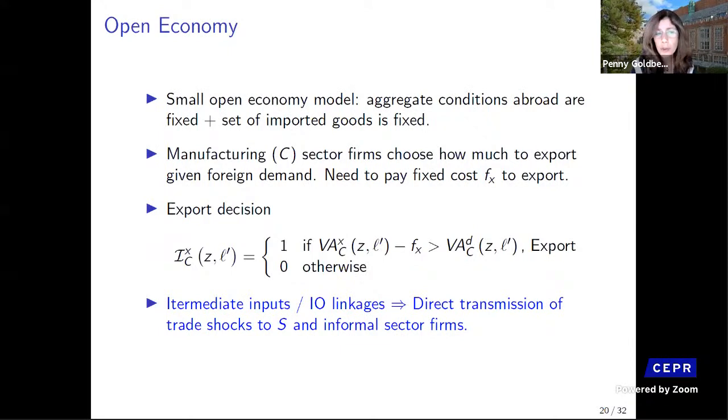On the trade side, we assume a small open economy, meaning the aggregate conditions abroad are fixed, and the set of imported goods is fixed. The manufacturing firms choose how much to export. As I said, this is a Melitz model, so in order to enter the export market, firms need to pay a fixed cost, FX, and then the export decision is standard: firms will enter the export market if the value added net of fixed cost exceeds the value added they would have if they remained domestic. To remind you, there are two main channels through which trade enters the model. There is the export channel, that's a Melitz type effect, and then it also enters through intermediate inputs and the IO linkages, and that means the service sector and informal sector firms are also affected.